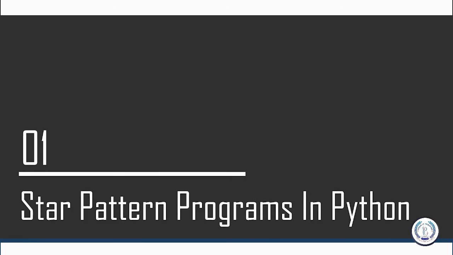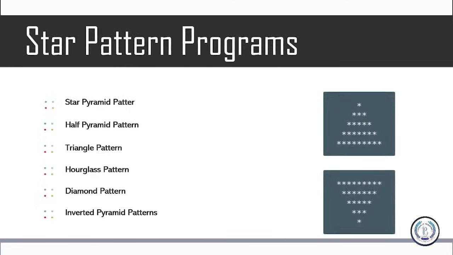Now, without wasting any more time, let's take a look at the star pattern programs that I will explain in this session. So I'm going to start with star pattern programs, in which I'm going to show you how you can play with the concept and make other patterns like half pyramid, triangle, hourglass pattern, diamond pattern, and inverted pyramid patterns as well. So let's take it up to Jupyter Notebook and I'll show you how you can make star pattern programs, and we are going to start with the simple pyramid program first.